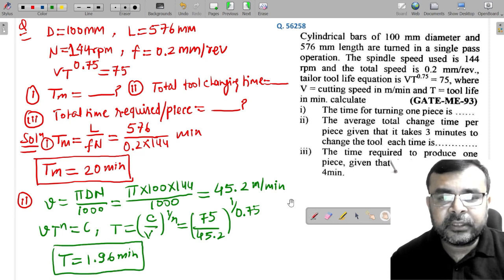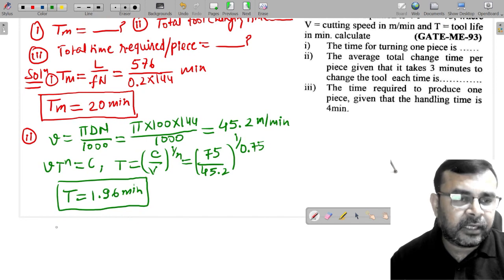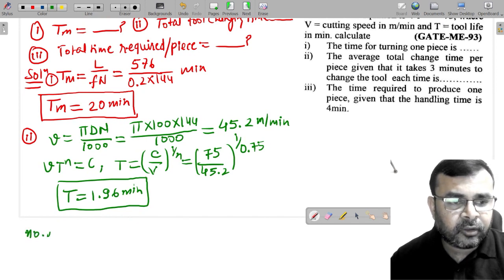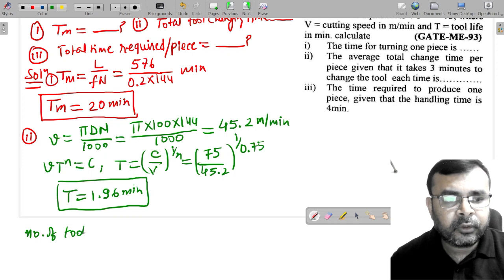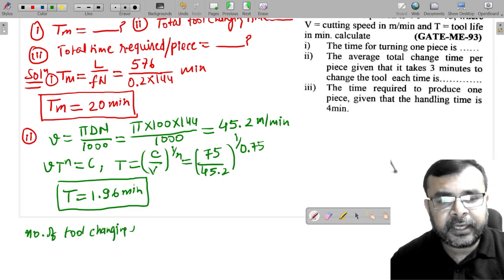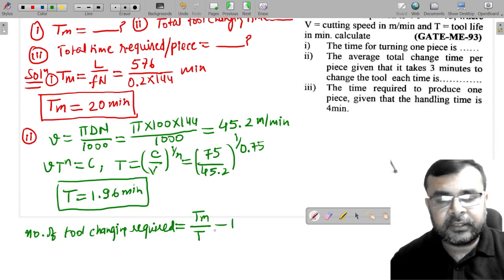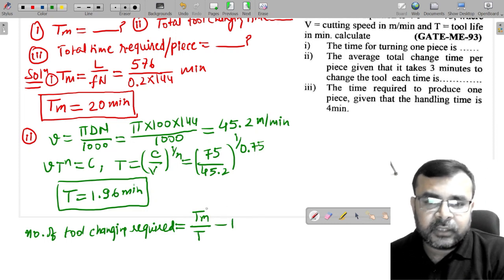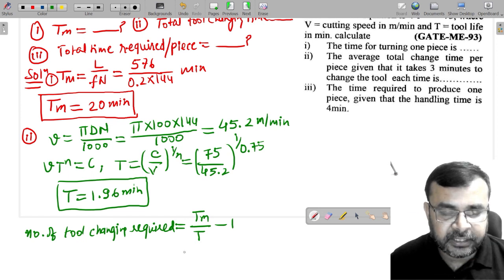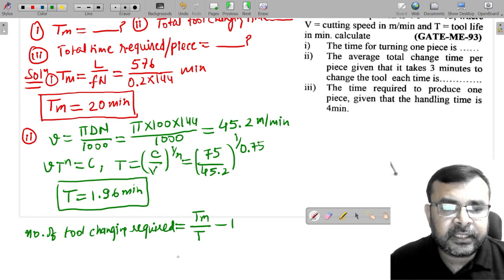So how many tool changes are required? First we need to calculate. The number of tool changes required is equal to total machining time by tool life, minus 1. And why am I taking minus 1? Because one tool will initially be fitted already, so you do not need to consider time for that.